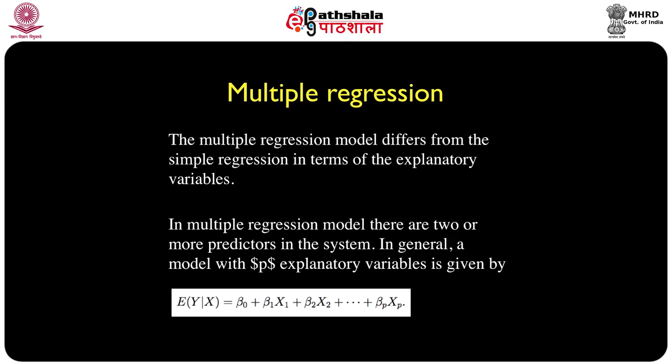In general, a model which has p explanatory variables x1, x2, up to xp, and y is the response variable, then the expectation of y given the vector of predictors x is given by beta naught plus beta 1 x1 plus beta 2 x2 plus up to beta p xp, where beta naught, beta 1 up to beta p are called the regression coefficients and x1, x2 up to xp are the p predictors.